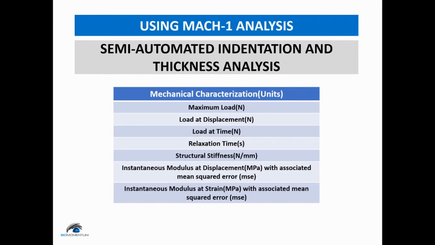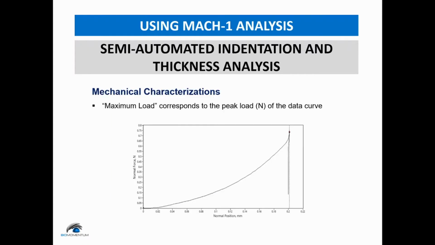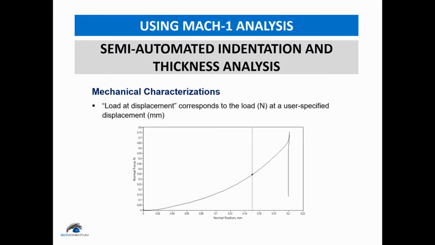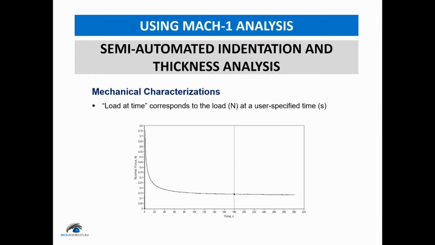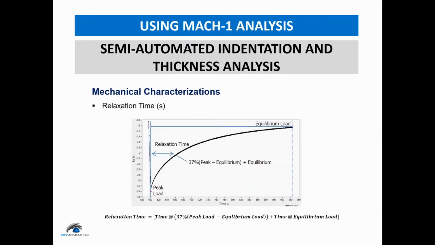These are the following characterizations that can be extracted from the raw data obtained from the 3D normal indentation mapping and 3D thickness mapping. The maximum load corresponds to the peak load in newtons of the data curve. Load at displacement corresponds to the load in newtons at a desired displacement in millimeters. Load at time corresponds to the load in newtons at a desired time in seconds. Relaxation time corresponds to the time necessary for the load to fall from its peak value using the following equation.